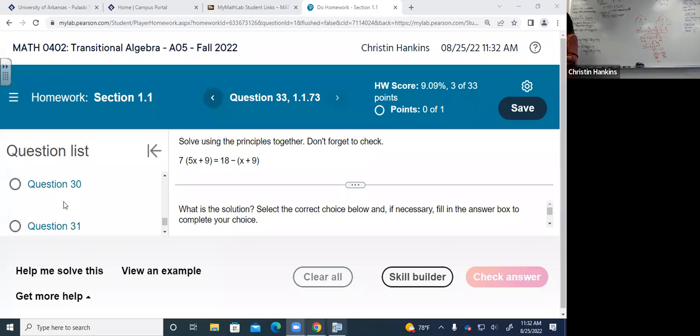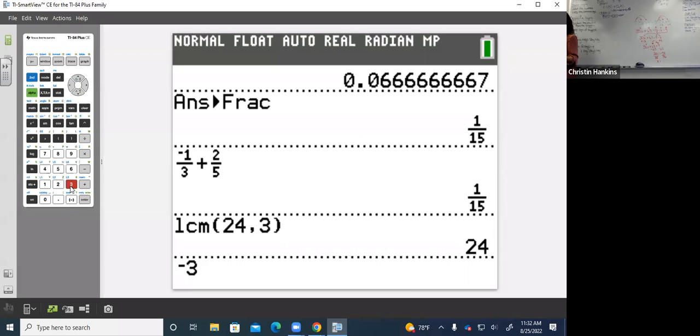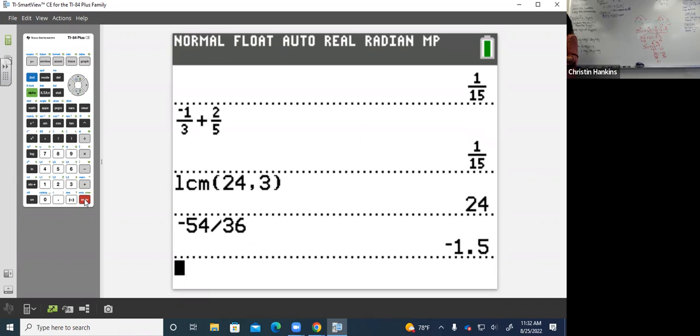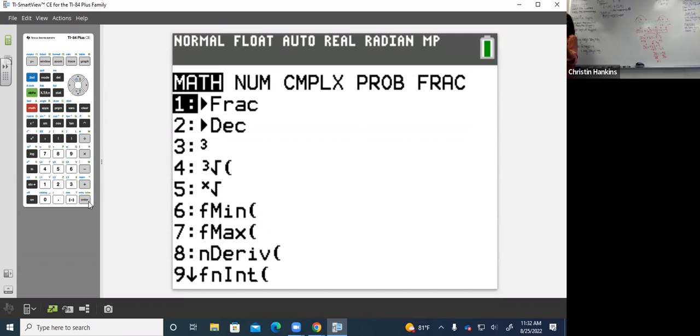Put that exactly how you see it. 36, what, 54? No, -54 over 36. Sorry, I pressed enter, and I would normally have plugged it in and not pressed enter and gone straight to asking it to convert it, because I don't care what the decimal is.